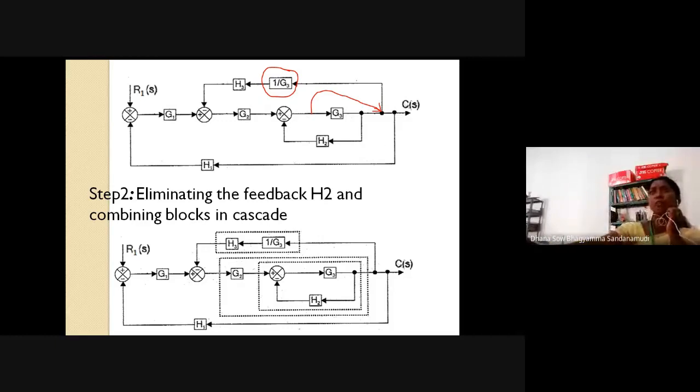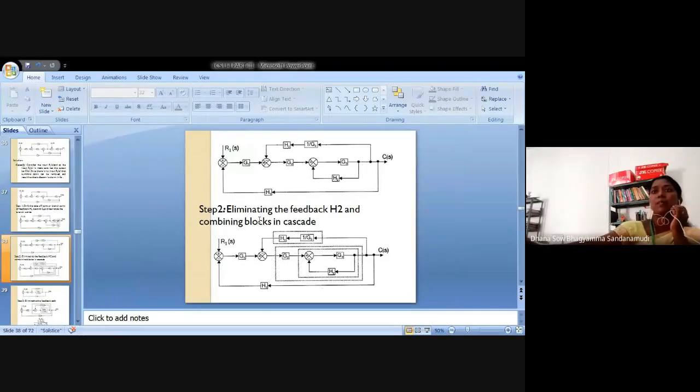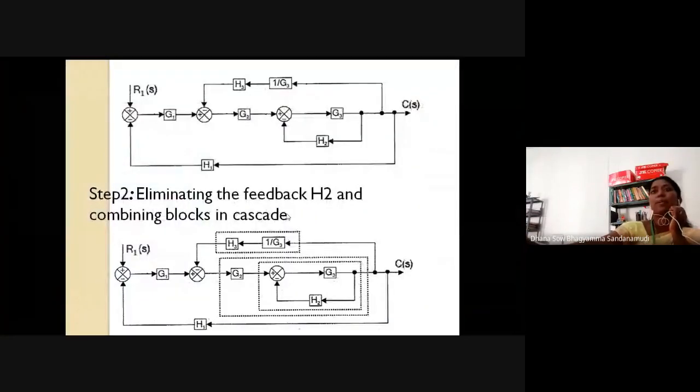So I have moved the branch point from here to here. The feedback element that is connected to this branch point is H3, so in series to that, 1 by G3 is connected now. What is my next step? Step number 2. In step number 2, I have to combine the cascade blocks and eliminate the small feedback loop.